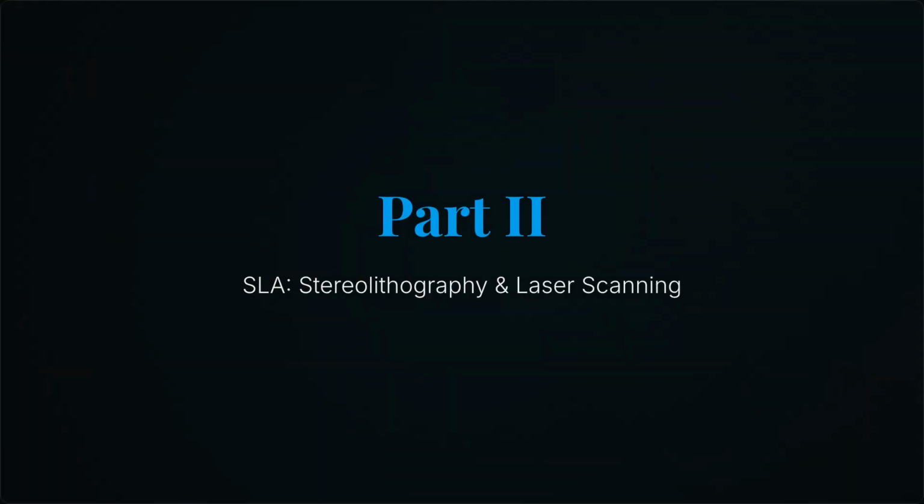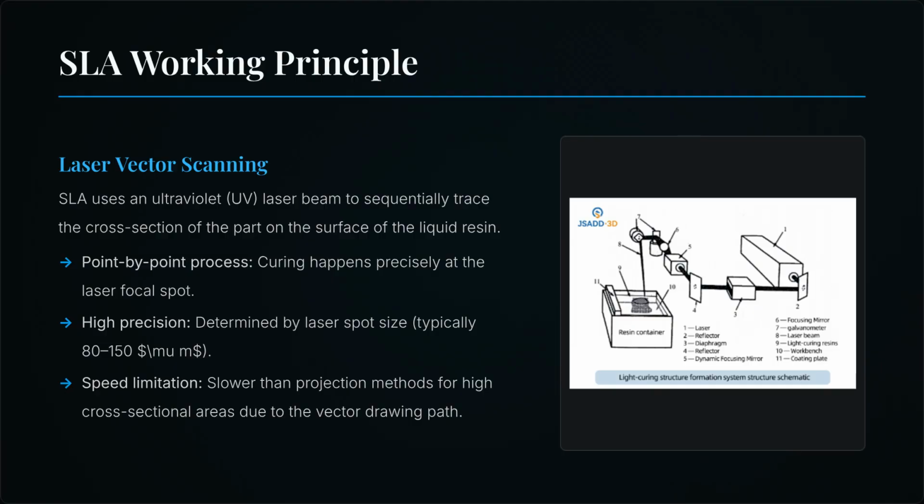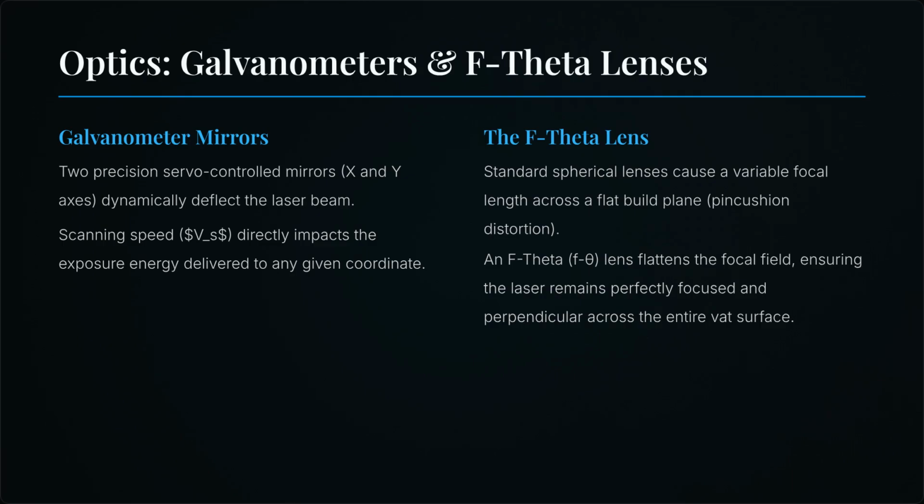Moving on to part 2, we focus on stereolithography, or SLA, and laser scanning mechanics. SLA uses a UV laser for precise, point-by-point curing. This method offers high precision, though it can be slower than projection methods for larger areas. Galvanometer mirrors and f-theta lenses are vital for SLA optics. They allow the laser to trace patterns accurately, while maintaining focus across the entire build plane.